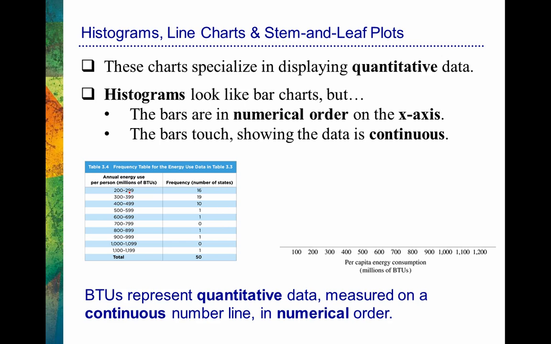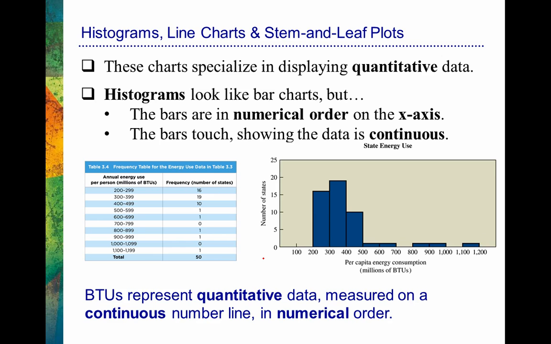So between 200 and 299 million BTUs, there were 16 states that were consuming that much per person on average. So we would just have a bar representing that. So right here, 200 to 299, we would just create a bar right around here. And of course, we'd want to create a y-axis to show the number of states. So it's going to end up looking something like this.